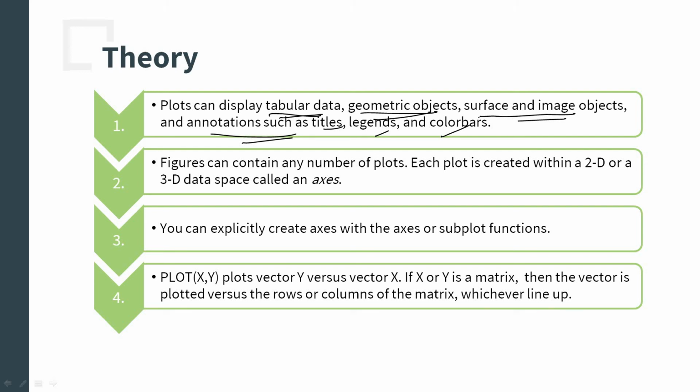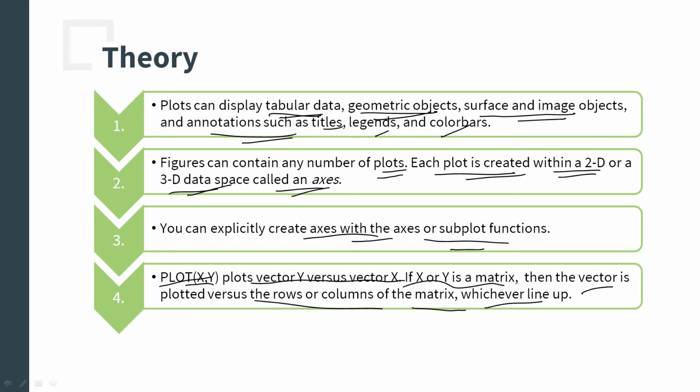So a figure can contain any number of plots. Each plot is created within a 2D or a 3D data space called an axis. You can explicitly create axes with the axes or subplot functions. So plot(x, y) plots vector y versus vector x. If x or y is a matrix, then the vector is plotted versus the rows or columns of the matrix, whichever line up. Here we discuss only 2D plots. We will not discuss 3D plots over here.